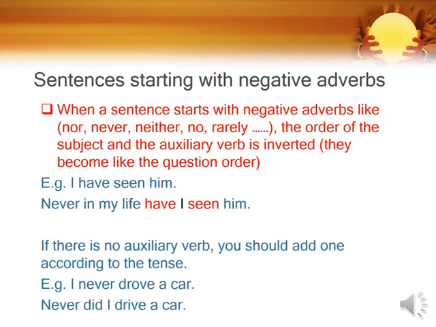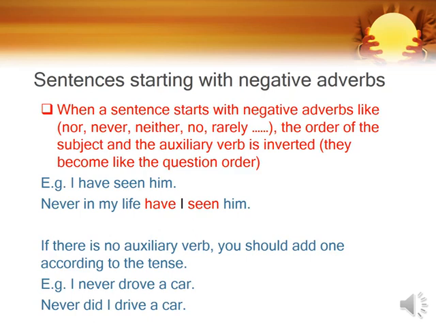Now we will explain sentences that start with negative adverbs. These negative adverbs are like nor, never, neither, no, and rarely. There is something important that happens here. When you start your sentence with these negative adverbs, the order of the subject and the auxiliary verb is inverted, which means one takes the place of the other.